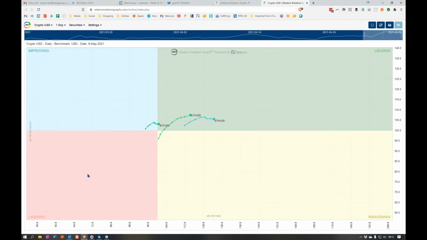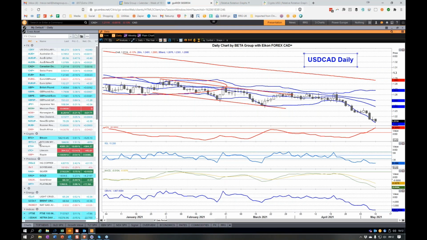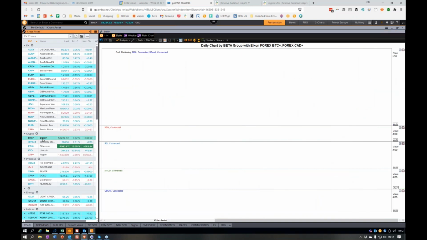Bitcoin really not, maybe getting a little bit better. But Ethereum, look at the direction. Litecoin, look at the direction. It's heading east. It's strengthening versus the US dollar. It's the US dollar here in the middle. So we've got a very strong and clear message from the RRG charts. So let's start with Bitcoin.